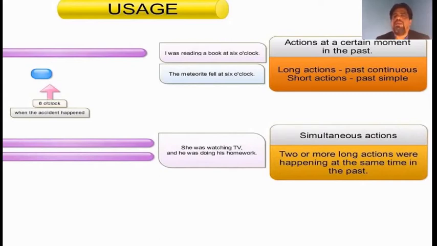Two incompleted actions that happen at the same time, simultaneously, we could write them in continuous tense. Since it happened in the past, we could use them in past continuous. So two or more long actions were happening at the same time in the past, and therefore we use the past continuous tense.